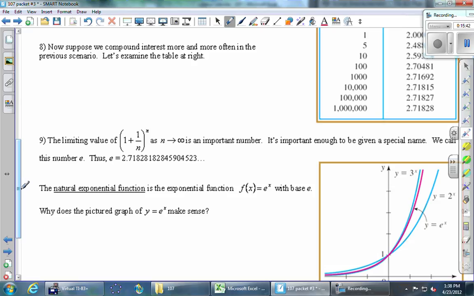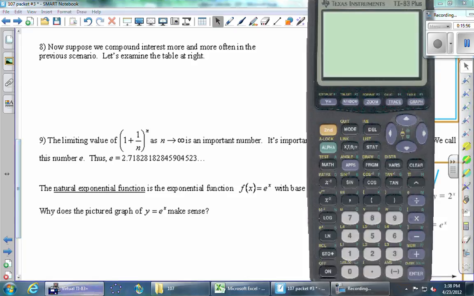Okay. Where else have we named a number in math before? Pi. Pi is like the most famous letter that represents a number, right? That 3.14, all that stuff. It's important enough to give a letter to. We call it pi. This number right here is important enough to give a letter to. We call it E. It's on your calculator. Can you guys find a button that says E in yellow? See it right above the division symbol? If I do second and then E, it says, okay, E.